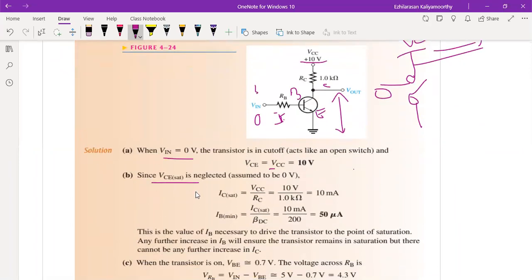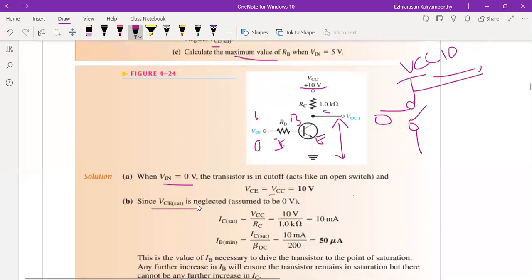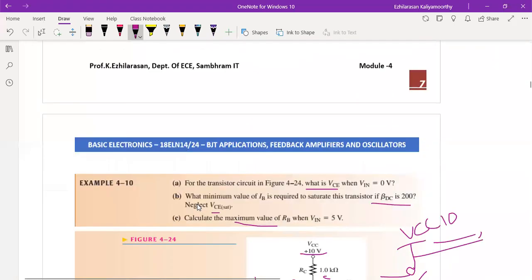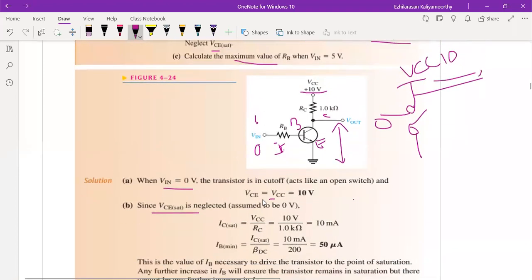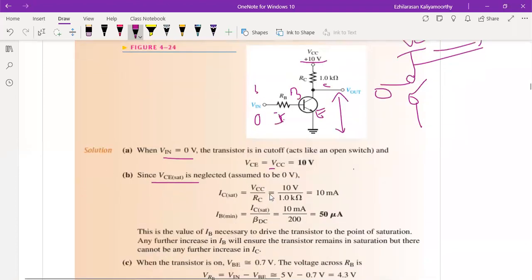Now second, we have to find out VCE SAT. For this, the formula is given already. What is the formula actually? IC SAT is equal to VCC minus VCE SAT by RC. It's previously given. But in the question they given that VCE will be neglected, so you can neglect the VCE. So the formula will become VCC by RC. Then VCC from the figure is 10 volt. Then RC is given as 1 kilo ohm. Then we'll get 10 milliamps.